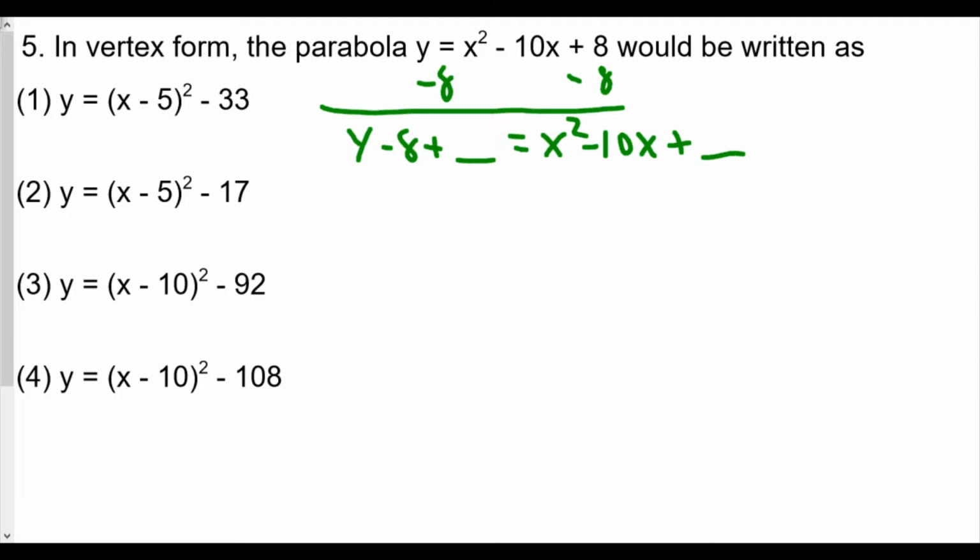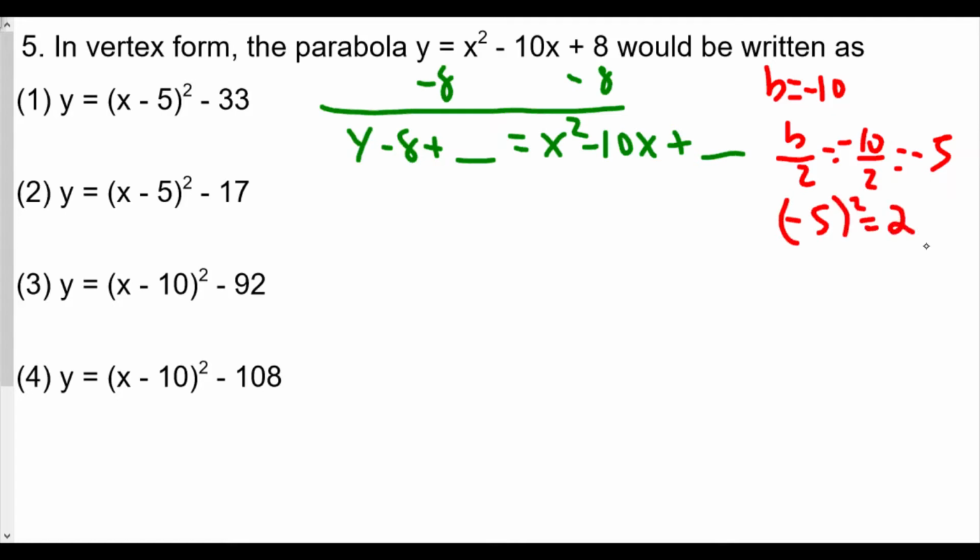We're going to take the b value here. The b value is negative 10, and we divide that by 2. So b over 2 is negative 10 over 2, or negative 5. We then take that number and square it to get 25. And we add that to both sides.